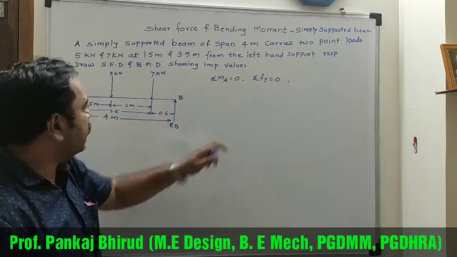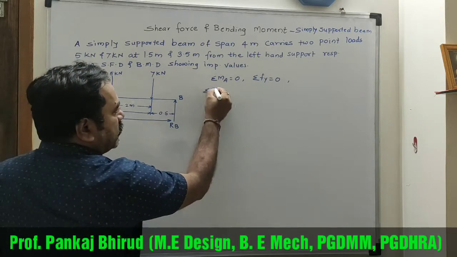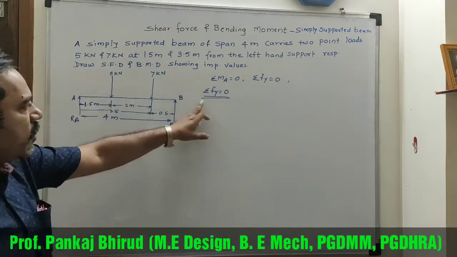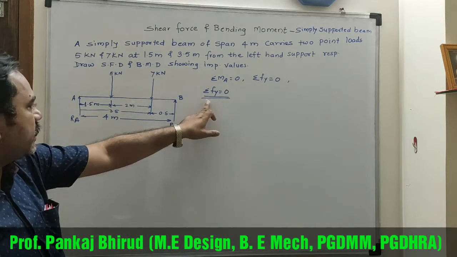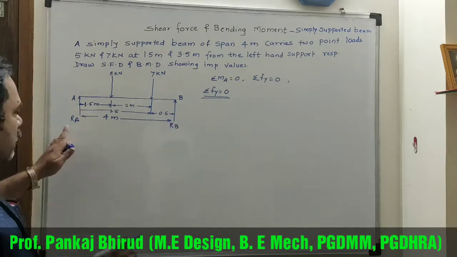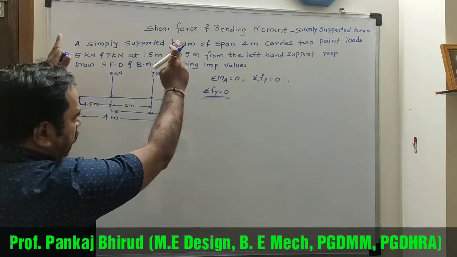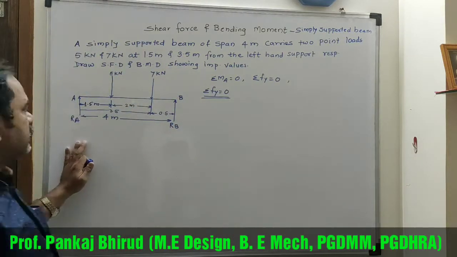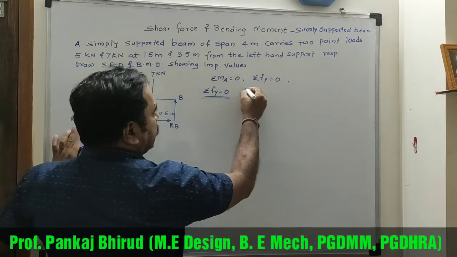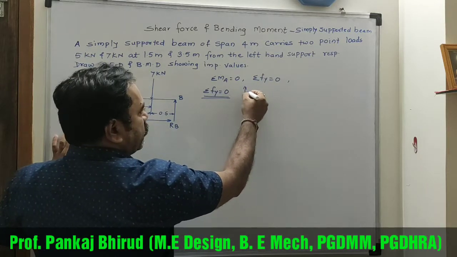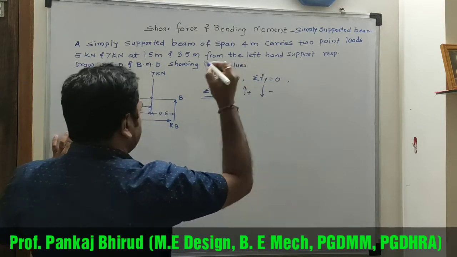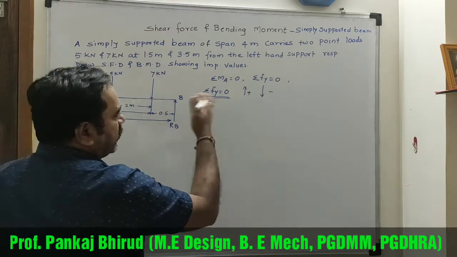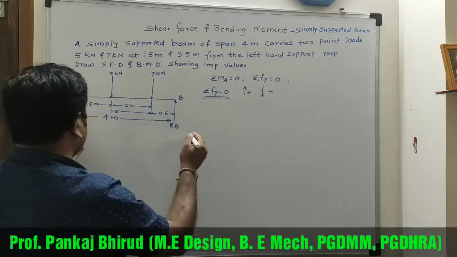So first sigma Fy equal to 0. So summation of all vertical forces equal to 0. So RA and RB acting in upward directions and 5 kN and 7 kN acting in the downward direction. So we will take here upward is positive and downward is negative.